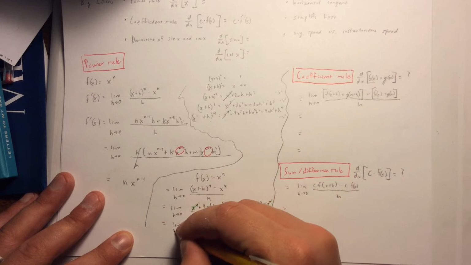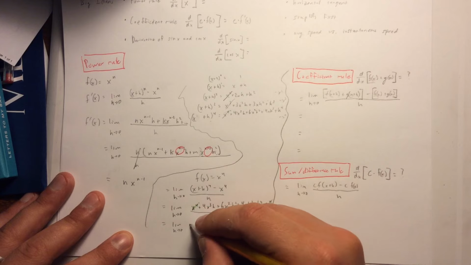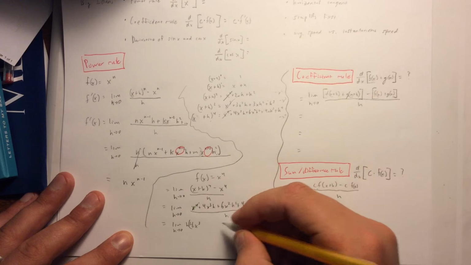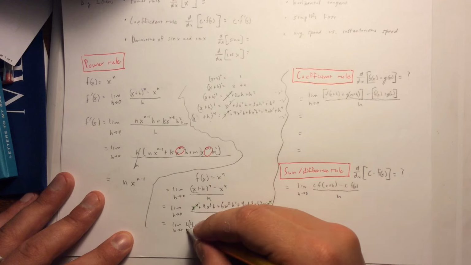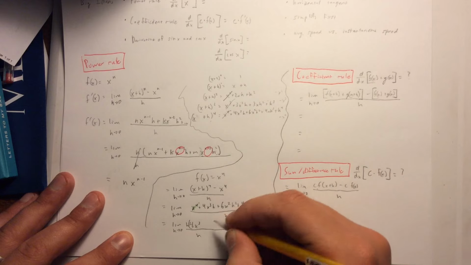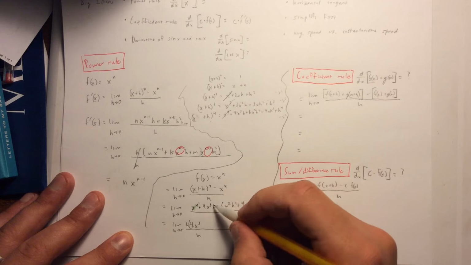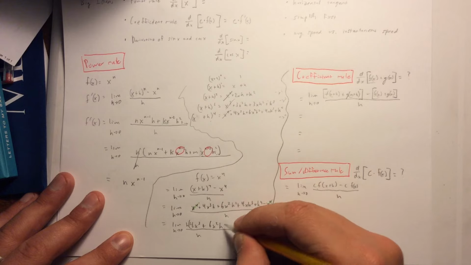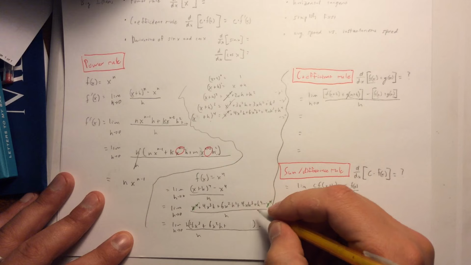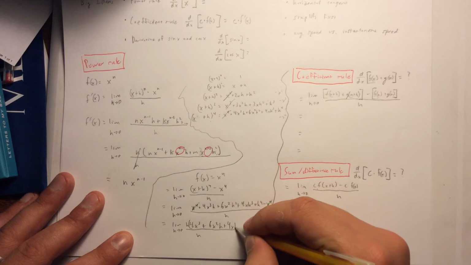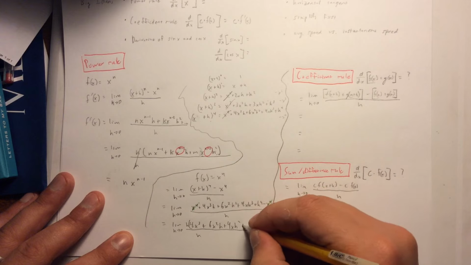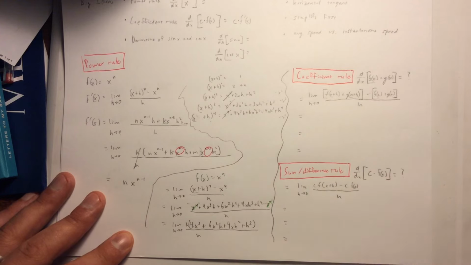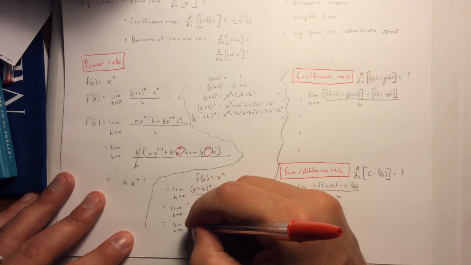The limit as h approaches 0. 4x cubed, I'm going to go ahead and factor an h out here too. 4x cubed, factor out that h, plus 6x squared, factor out one of those, so that's still h, plus 4x h squared plus h cubed. So I factor an h out of all of those. That h cancels.